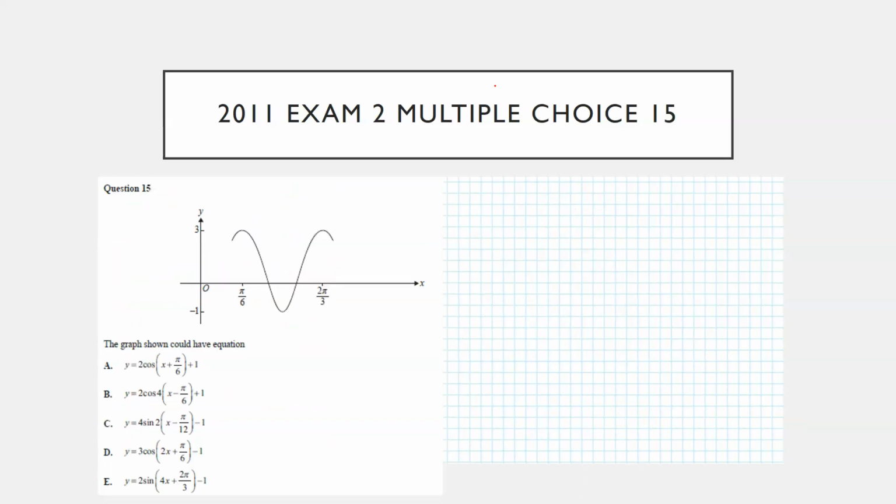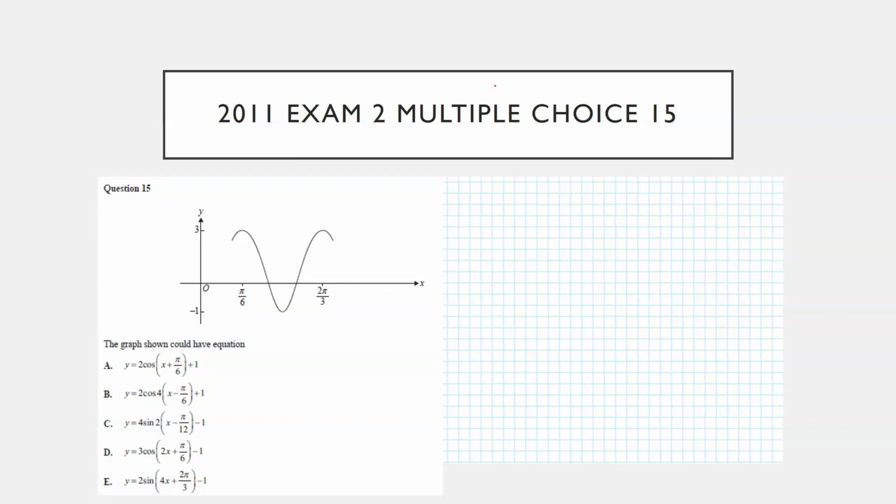Next up, we have another circular function question. This one's from the 2011 Exam 2 Multiple Choice Question 15. Here we've been given part of a graph, and we're asked to find what the rule of the graph is.